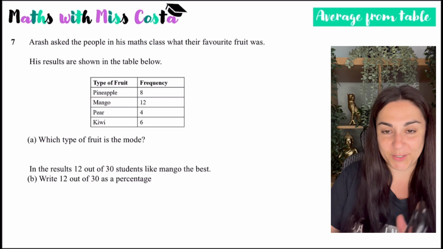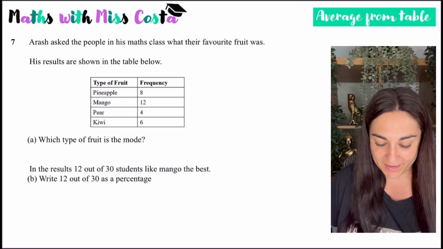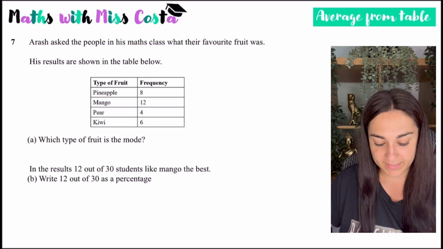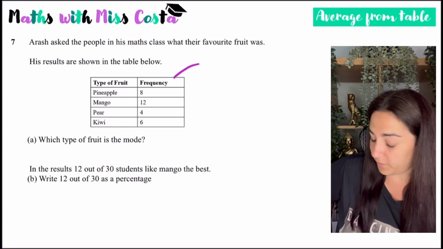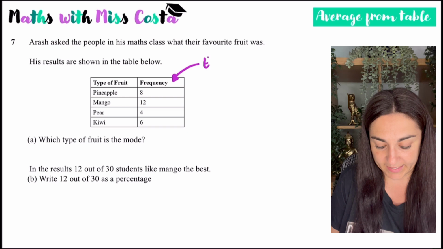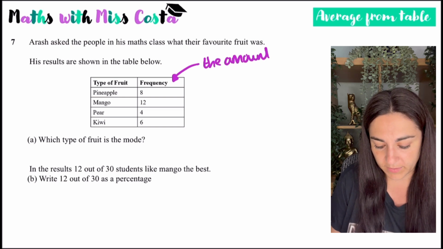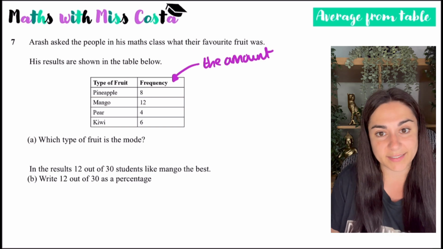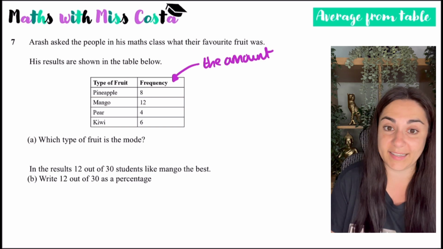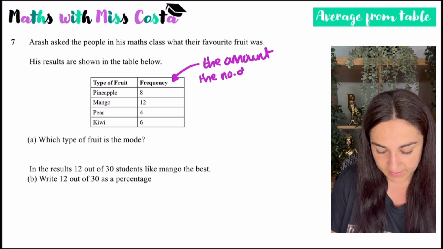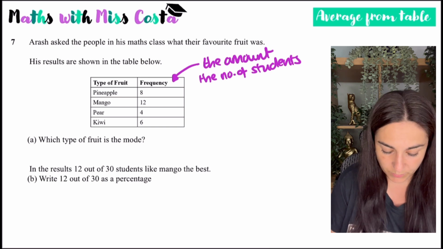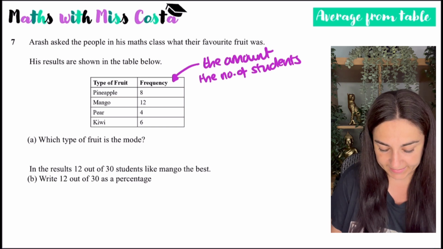Okay, next I'm told that Arash asked the people in his maths class what their favourite fruit was. His results are shown in the table below. So over here we've got the frequency. Frequency just means the amount. So in this question we're being asked about the students in his class, so in this case the frequency means the number of students. So it means that 8 people liked pineapple, 12 liked mango, 4 liked pear, and 6 liked kiwi.